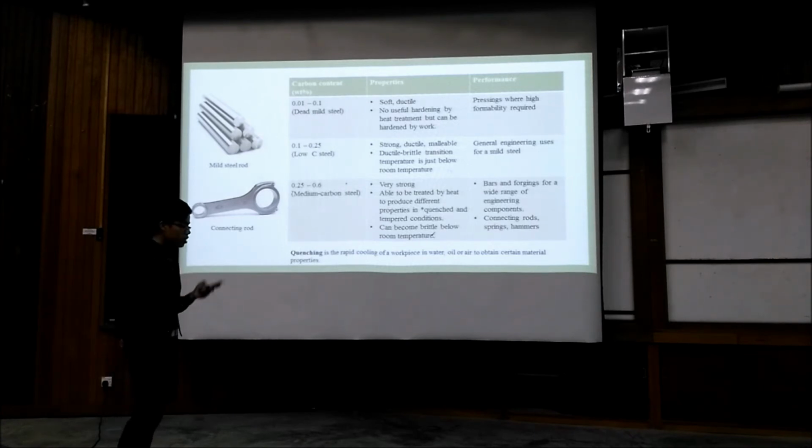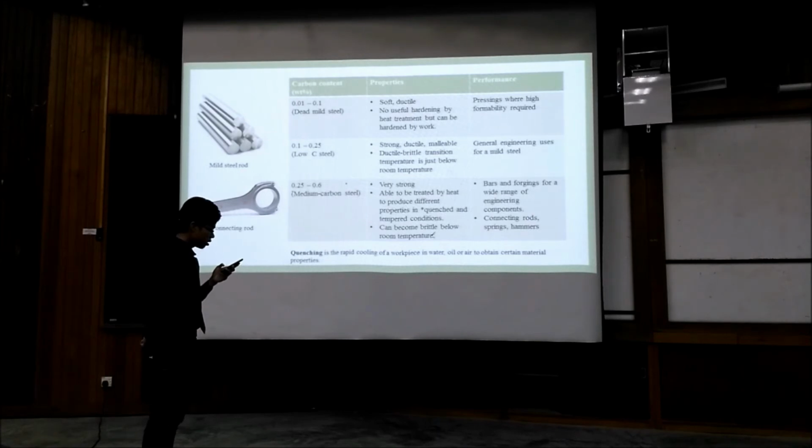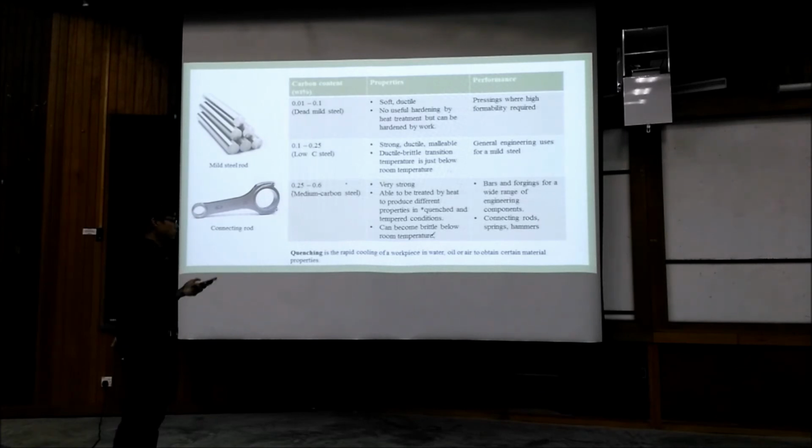Next we go to medium carbon steel. It contains about 0.25 to 0.6% of carbon. It is very strong, heat treatable to produce a wide range of properties in quench and tempered conditions. It is also difficult to weld. This type of carbon steel is used in bars and forgings for a wide range of engineering components, such as connecting rods, spring hammers, and etc.